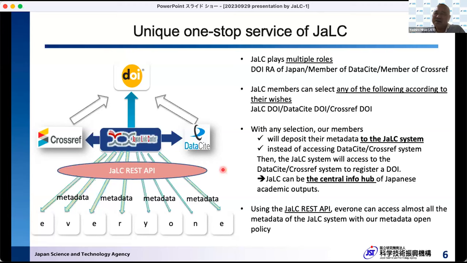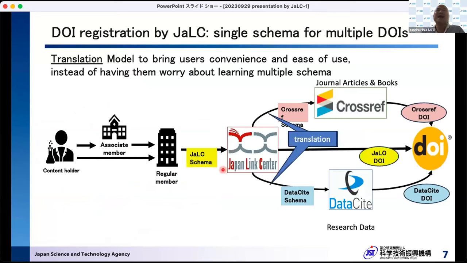And so next slide, how we manage multiple RAs. We take a translation model. Our member registers metadata along with the JaLC schema. If a member registers a JaLC DOI, we go straight to the DOI foundation system.